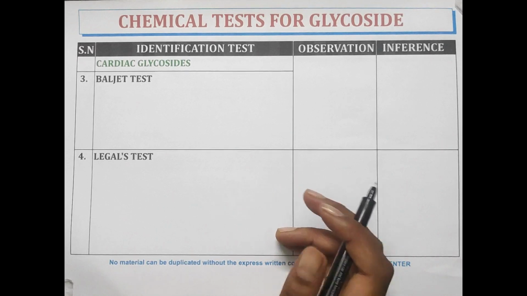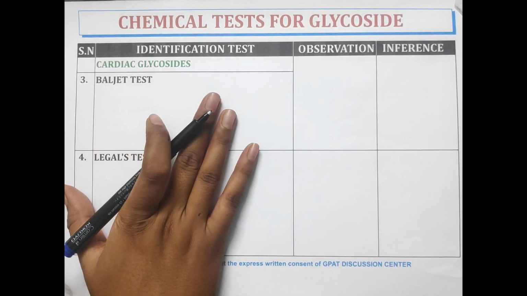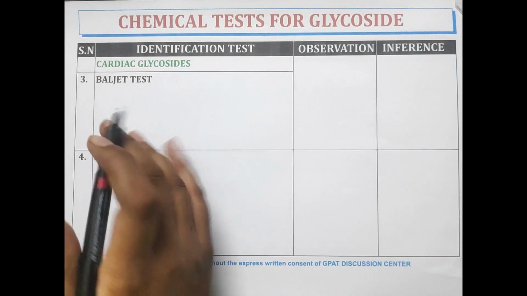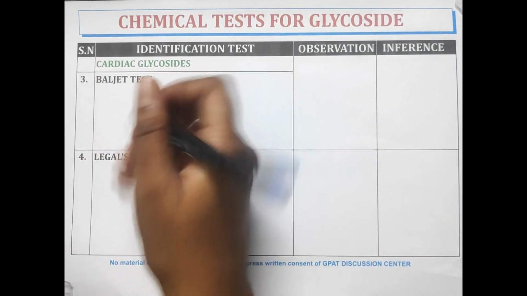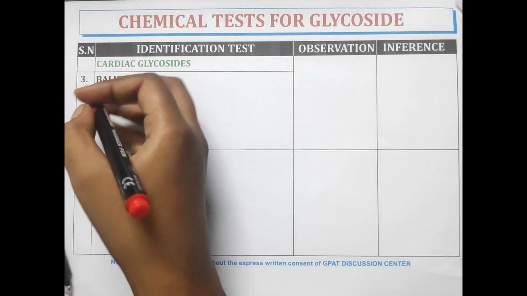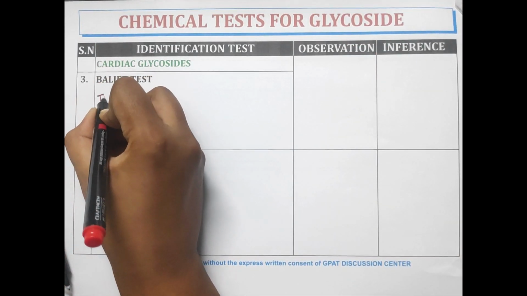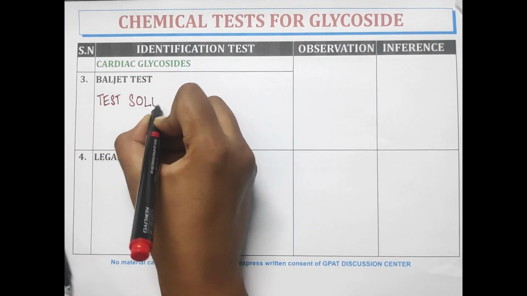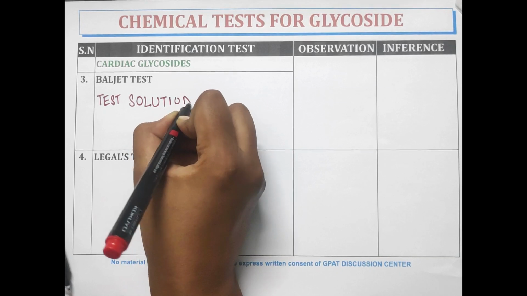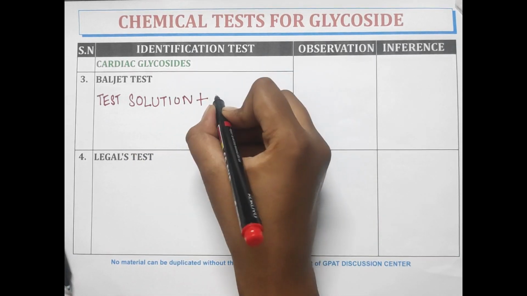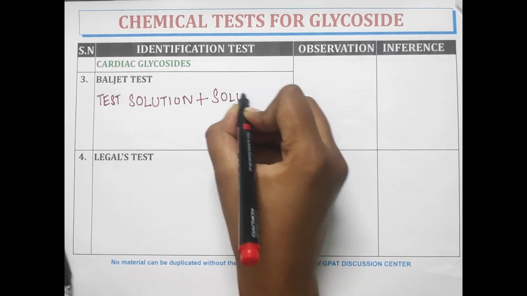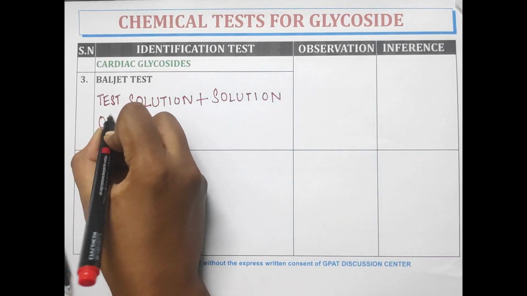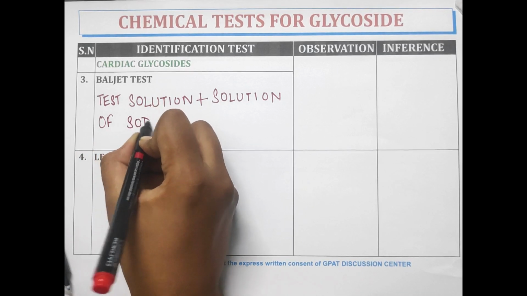Another category of glycoside is cardiac glycoside. The first identification test for cardiac glycoside is Baljet test. In Baljet test, the solution is mixed with a solution of sodium picrate.